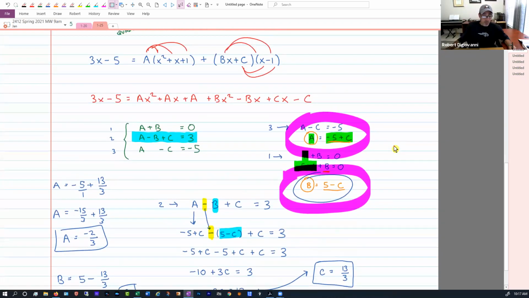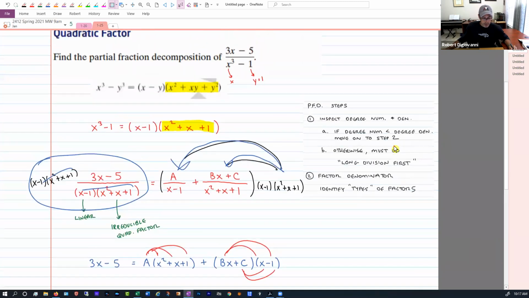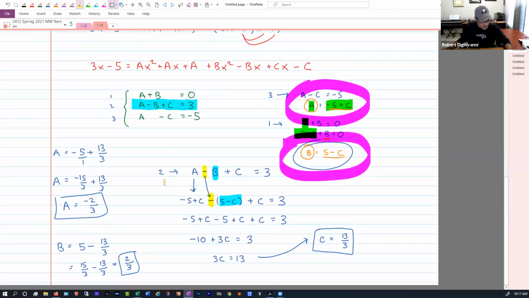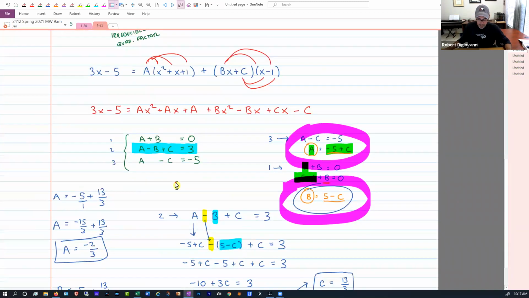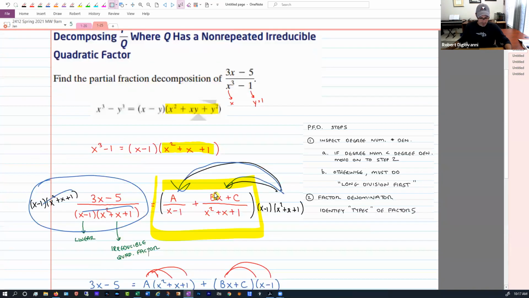All right. So we're there. We just need to write our answer. So I'm going to come back up here, and I think I'm going to slap it in. We're going to be taking this right here, replacing A with -2/3, B with +2/3, and C with 13/3.